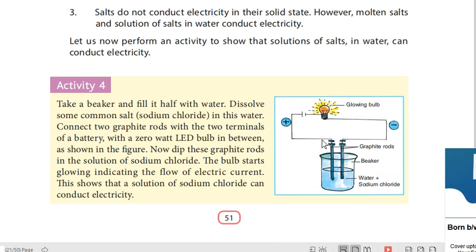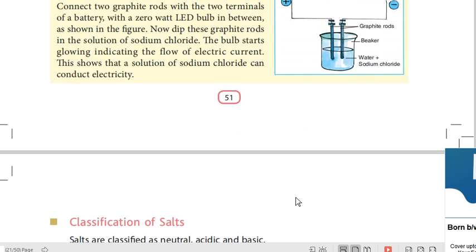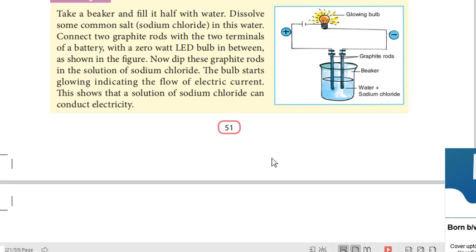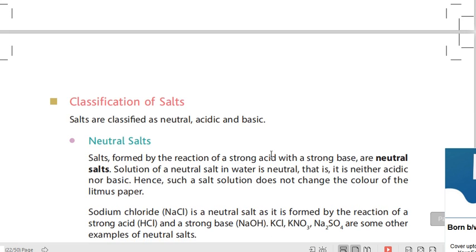It means that current is flowing through this water, and that's why the bulb is glowing. This shows that when salt is in liquid form, it conducts electricity. It is a very important property of salt. So there are three properties we have discussed. Salts are formed through reaction between acids and bases. Most salts are readily soluble in water. Salts do not conduct electricity in their solid state. However, in molten state and in solution form, they conduct electricity. So that is all about the properties of salt.